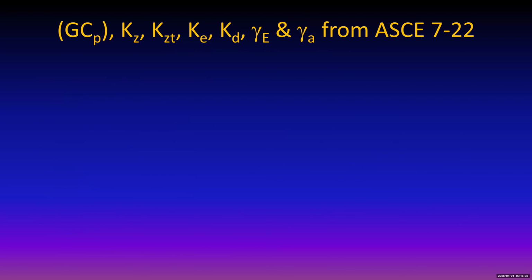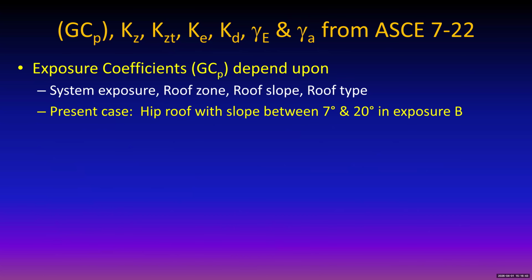Now, where do we get the others? Well, we get them from ASCE 7-22 as well. So what's GCp? That's the pressure coefficient. It depends on the exposure, the roof zone, the slope, and the roof type. So there are tables for them as well. There are tables for hip roofs and there are tables for gable roofs.